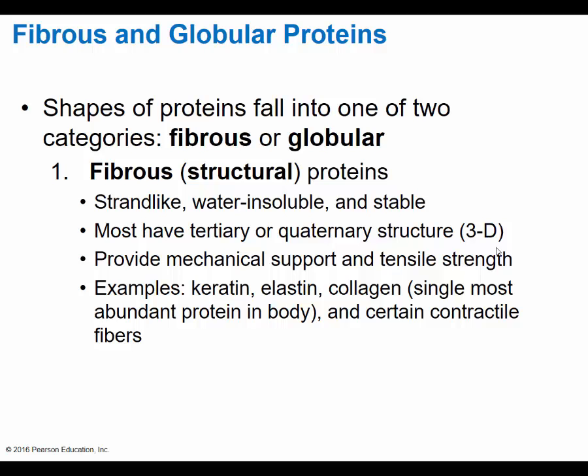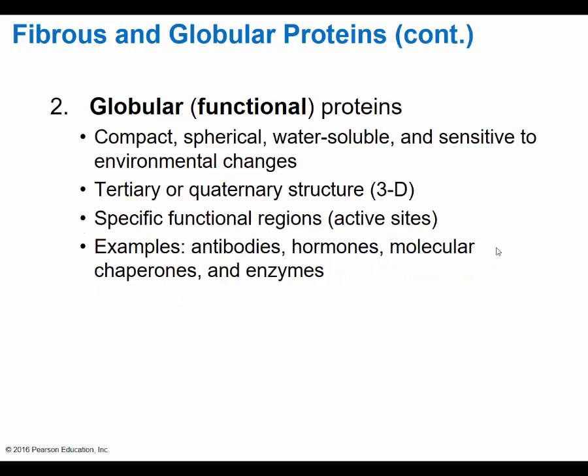And then contractile fibers, we already mentioned those, actin, myosin. Those are examples of fibrous or structural proteins. Globular proteins are those that have very specific shapes. So some of them are going to exhibit that quaternary structure in order to function properly. And some of those include antibodies.